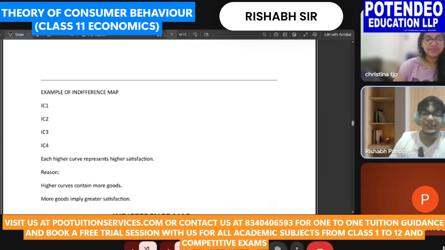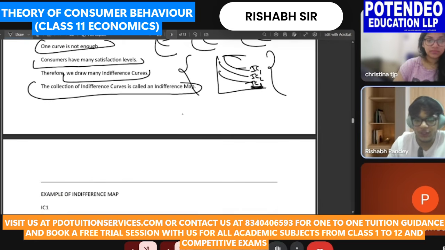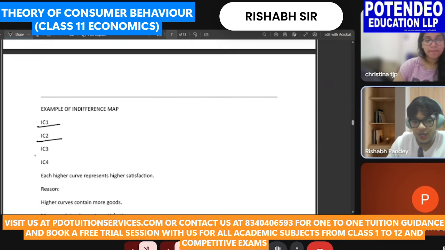All right. Let's have an example of an IC map. As I said, IC1, IC2. Remember this thing I told you right here? See, IC1, IC2, IC3, IC4. Now, what are these ICs and all?